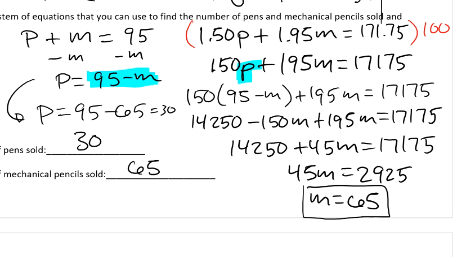So this is a solution not because anything I wrote down on here looks impressive. There could very well be an error, but because 30 and 65 satisfies both of the initial conditions, I have a valid solution, and I don't need to try and find an error that I made somewhere. So let's move on to question 3.